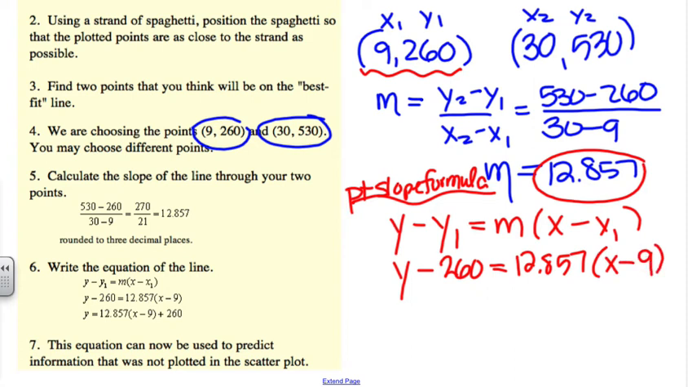That's in point slope form. Hopefully you're comfortable with changing that to slope-intercept form. You would push this over to the other side and distribute. So make sure you do convert that to slope-intercept form, and now you can go out and graph that line a little bit better.